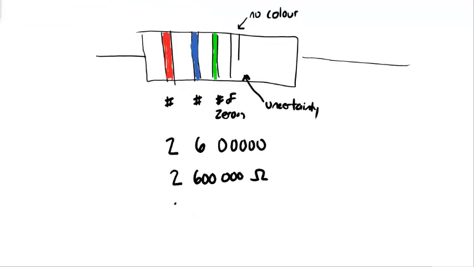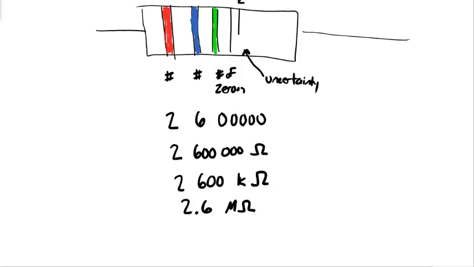Now, we tend to use prefixes. The most common prefix actually is the kilo ohm. So this could be 2,600 kilo ohms, or we can use the mega prefix, 2.6 mega ohms. Now, we have this uncertainty, so we add plus or minus 20%. For uncertainty, if you see gold, it's plus or minus 5%, silver is plus or minus 10%, and if there's no band at all, and I've kind of drawn in the band, but if all you see is 3 colors, that represents no color, that'll be plus or minus 20%.